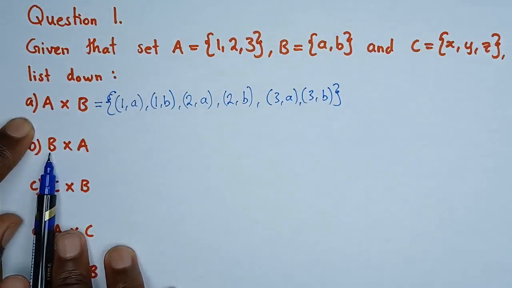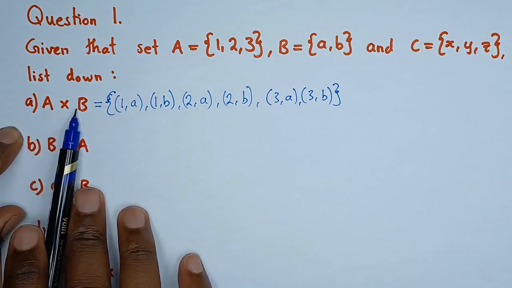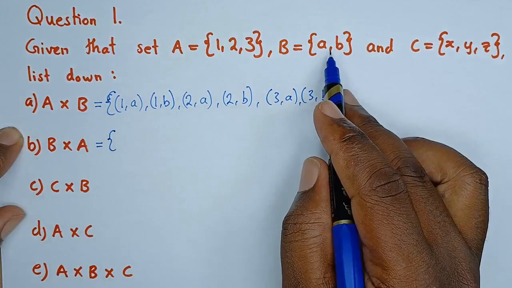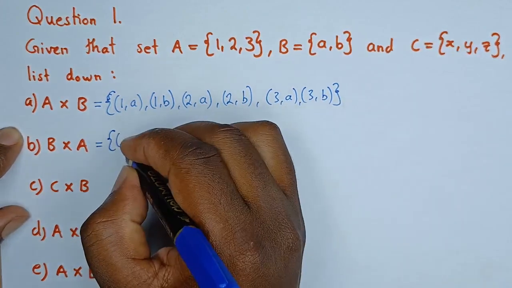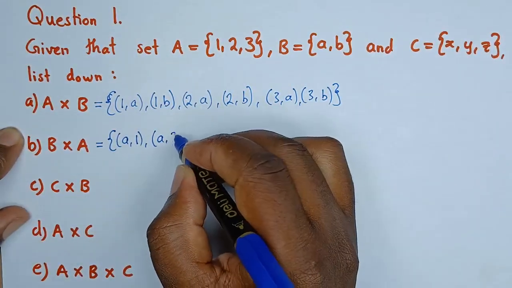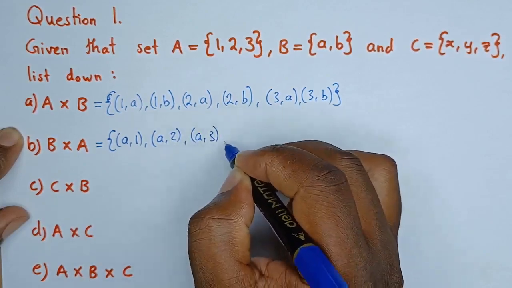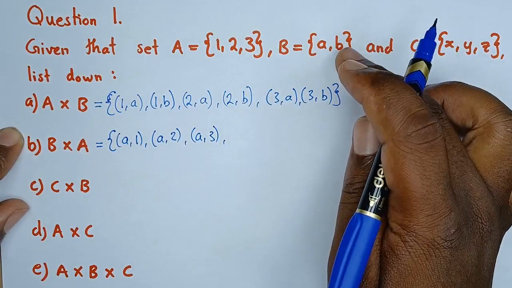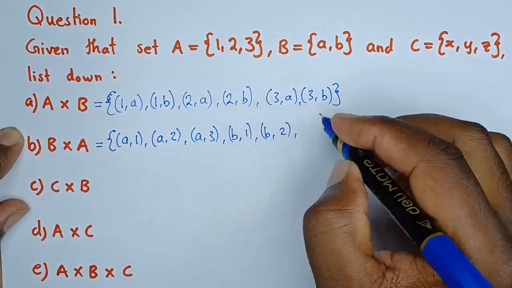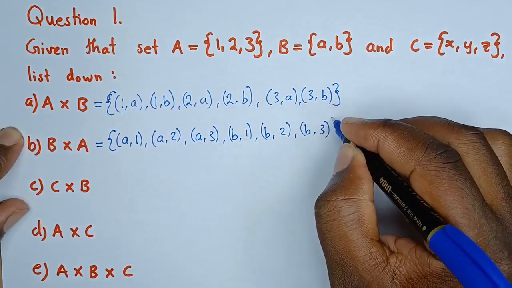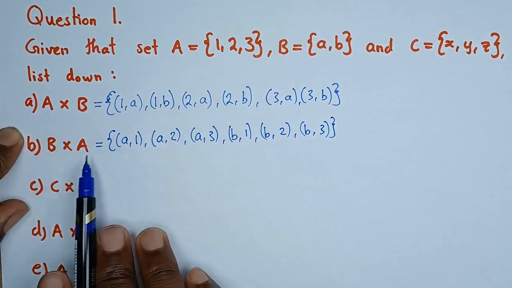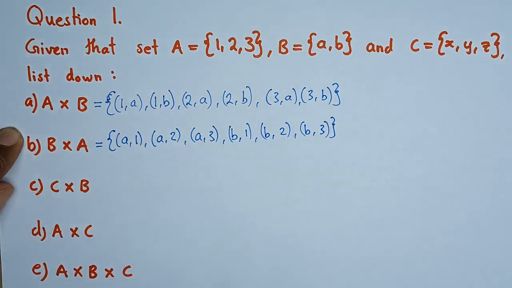Now what we have here is the product of B and A. The products A times B and B times A are not the same, and you see why? In this one, we are starting with the elements in B. So the first element in B, which is a, is paired with the first element in A, which is 1, then a is paired with 2, and a is paired with 3. Then we move on to the next element in set B: b will be paired with 1, 2, and 3. If you look at these two sets, they're not the same, because in the first one, the first element represents elements in set A, and in the second one, the first element represents elements in set B.